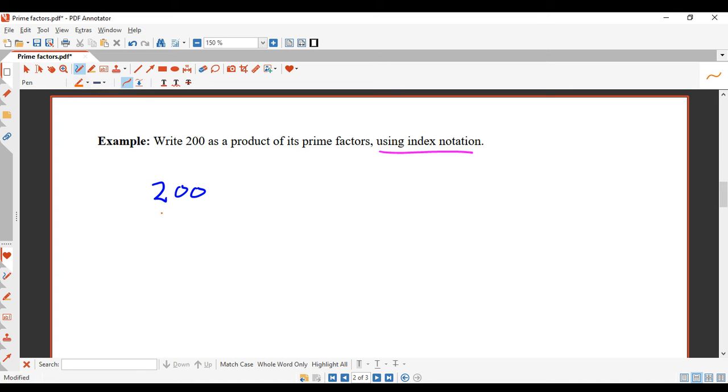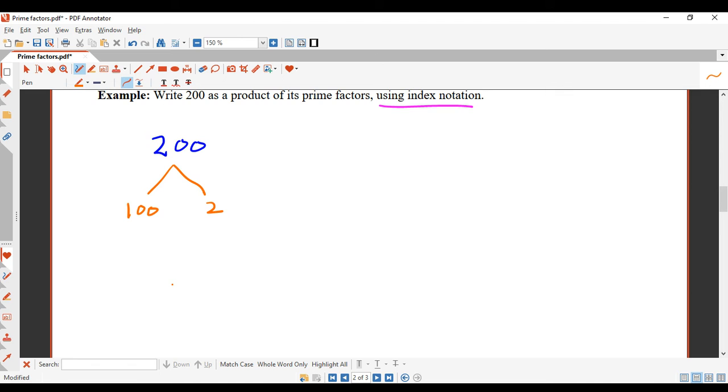So you might think, what's easy? Well, 100 times 2 is 200, isn't it? It's a nice easy one. 100 times 2. Now, can't do much with 2, but you can break 100 down a bit further. So 100 would be 2 times 50. Now I can't break 2, I keep bringing the 2 down. I can't break 2 down, but I can do 50. That's going to be 2 times 25.